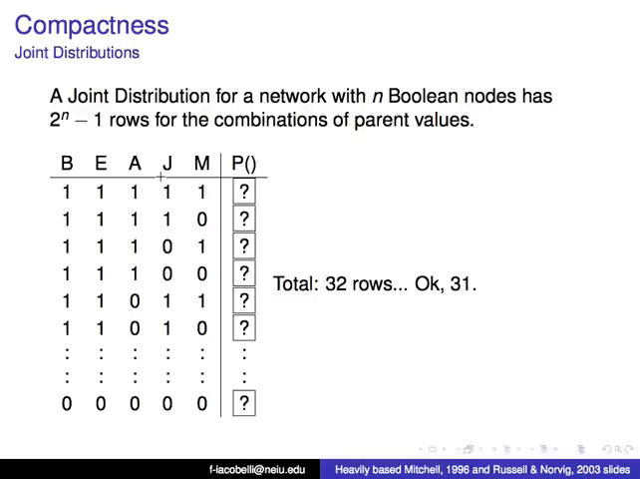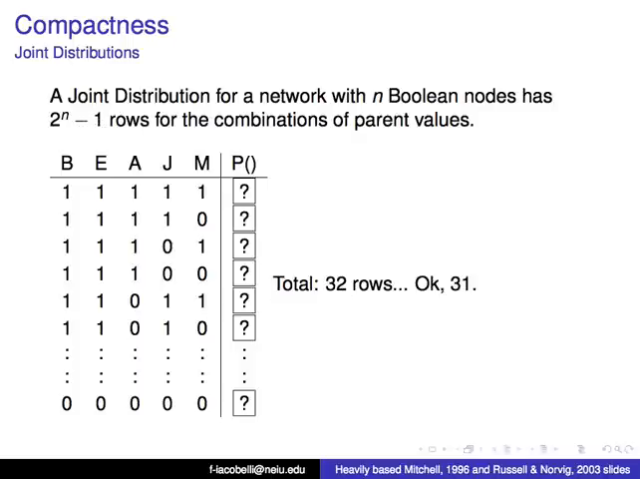Now, usually if they're binary nodes in the Bayesian network, the size of this joint probability distribution table will be 2 to the n minus 1. So it's not 32, okay, it's 31. Why is that? Well, because we know that all these probabilities have to sum up to 1. So we can leave the last one out because we know it's going to be 1 minus the rest, right? That's why it's 2 to the n, and then we can also leave the last row out, and that's 31.